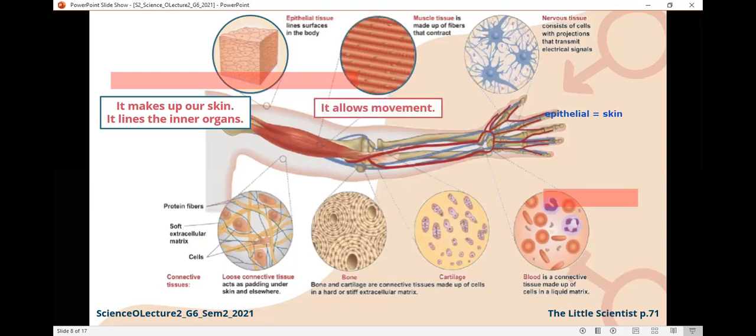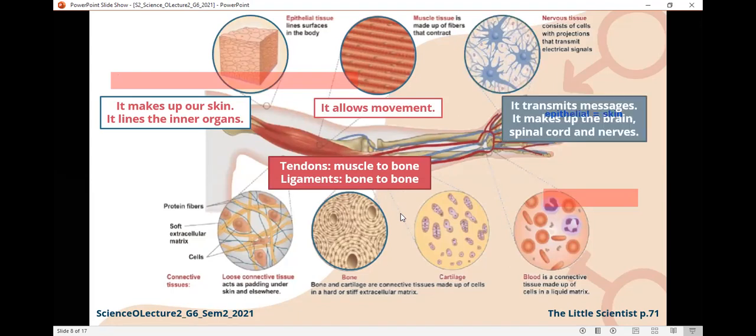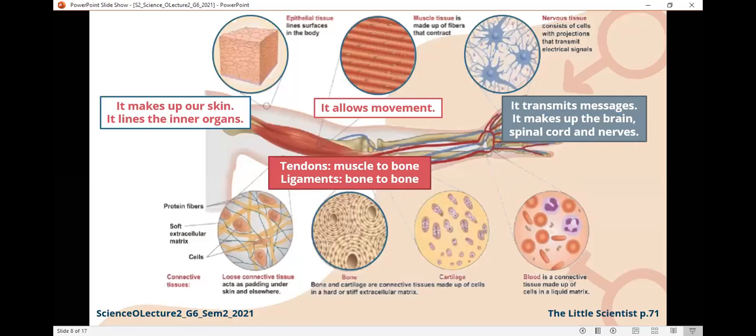The muscular tissue or the muscle tissue is made of muscle cells, so it helps us to move. The bone tissue is made of bone cells, so it supports our body. The nerve tissue is made of nerve cells. It helps in transmitting messages. And the blood tissue is made of blood cells and it has many functions in the body.